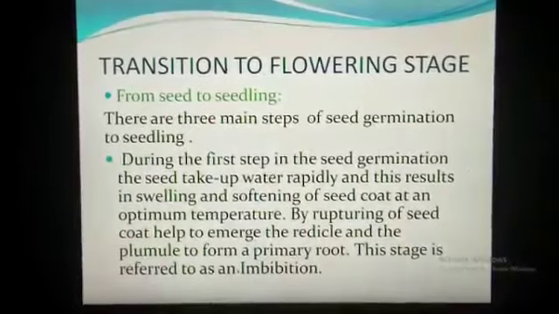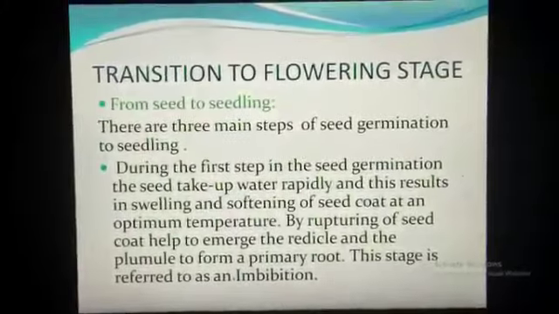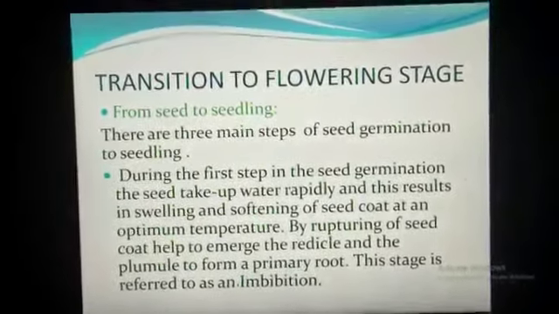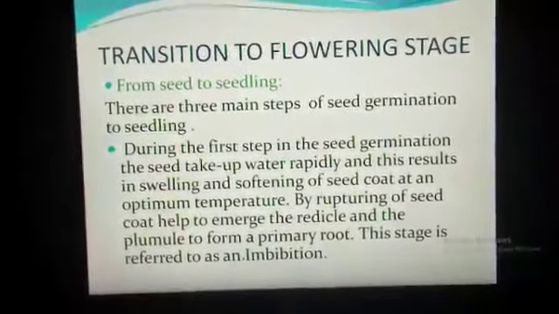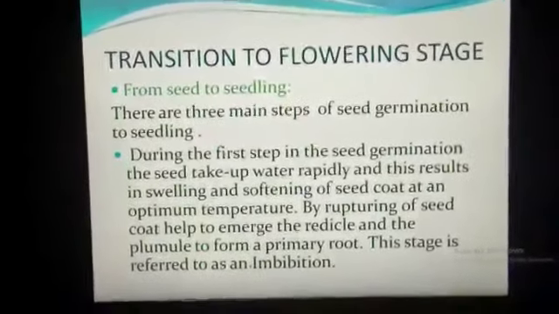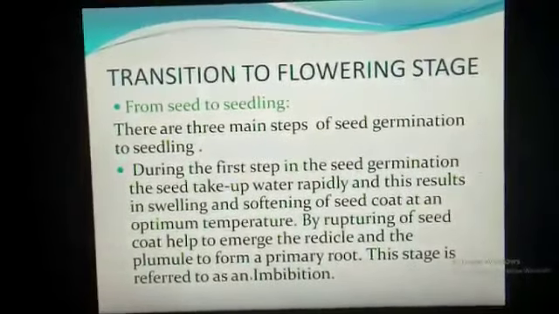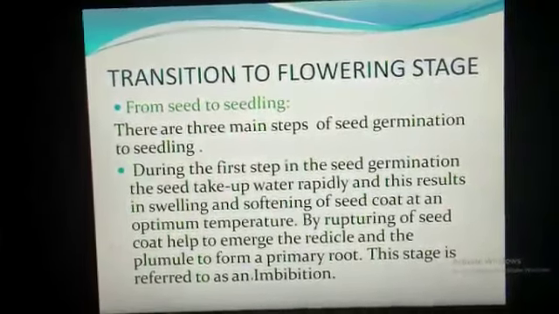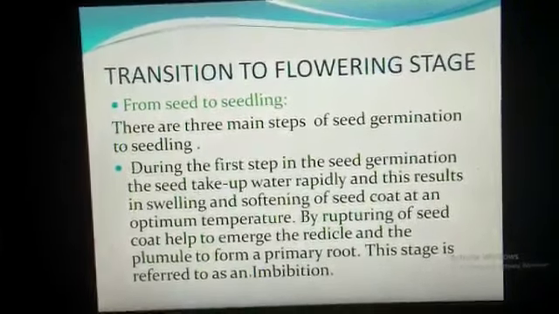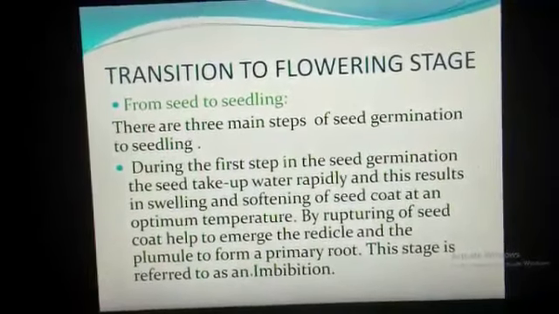Now the next topic is the transition to the flowering stage, that is, from seed to seedling. There are three main steps of seed germination into a seedling. The first is seed germination. The seed takes up water rapidly and this results in swelling and softening of the seed coat at an optimum temperature. The seed coat splits, helping the radicle and the plumule emerge to form a primary root. This stage is referred to as imbibition, simply taking up water and swelling.